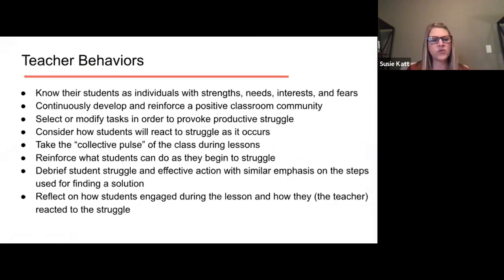I'm not going to go through this list, but there are behaviors that we can keep in mind as teachers that are a strong indication of the health and well-being of a classroom that has productive struggle.